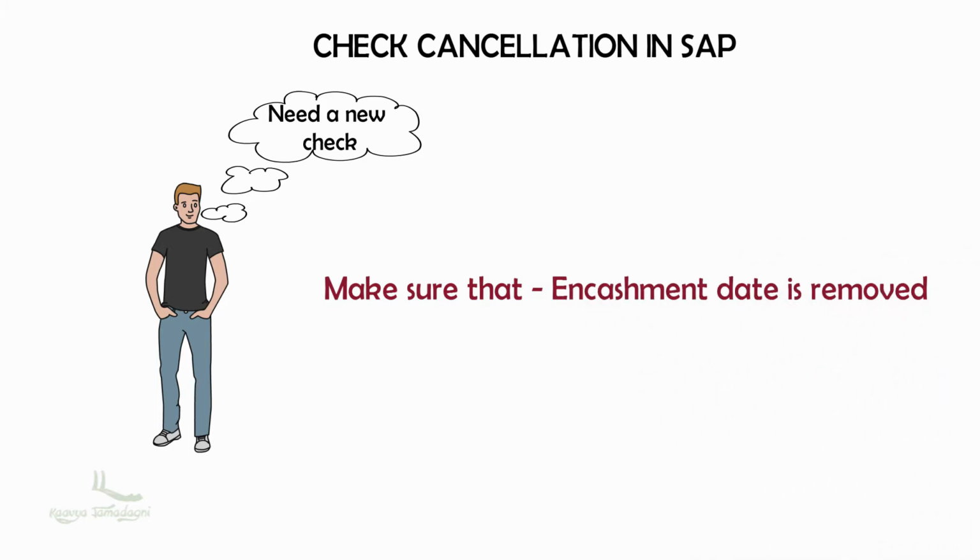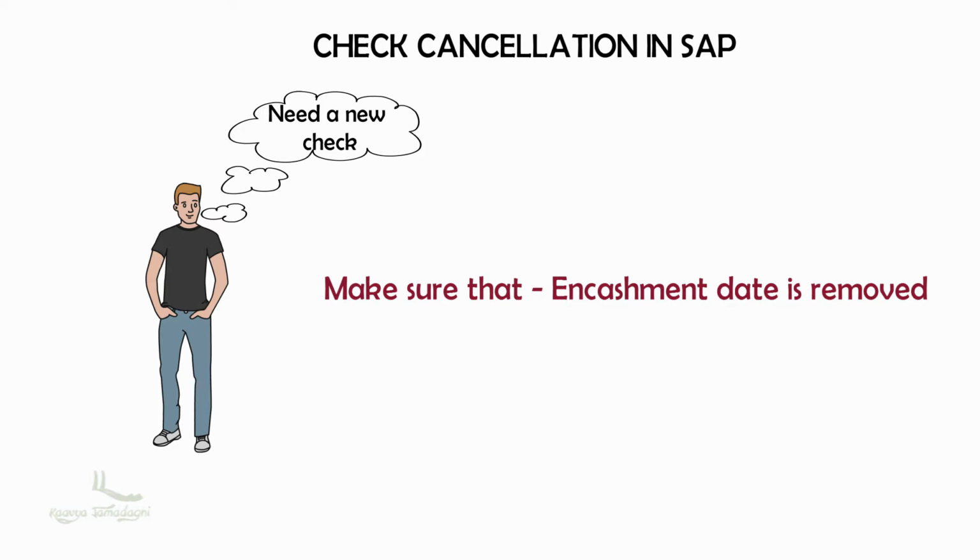What we have to do is remove the encashment date which has been updated in the system so that we can cancel the check. In our case, we have already updated the encashment date for check 001. So, to cancel check 001, first we have to remove the encashment date. Correct, right?